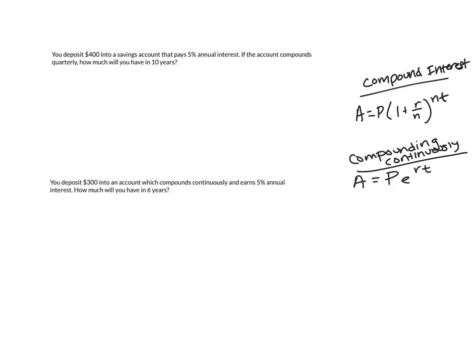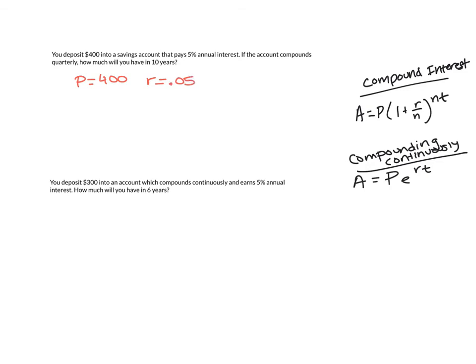So in this first example, it says you deposit $400 into a savings account that pays 5% annual interest, and it says that the account compounds quarterly. So that's a discrete number of times per year. So when I'm going to substitute this in, my P is going to be the principal. That's how much you're starting with. Your R is the rate that you're paying, but it's always written as a decimal, not a percentage.